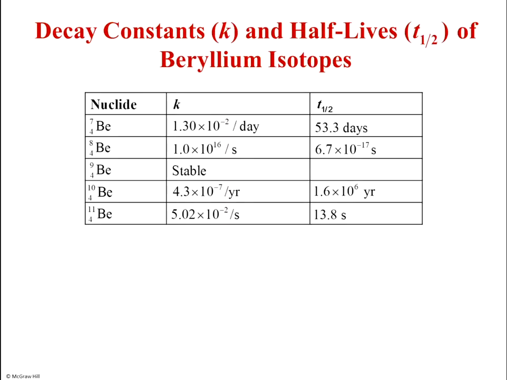Here we can see decay constants for beryllium, and you can see that beryllium has a series of different isotopes. One of them shown in the table is stable, but others have very different half-lives. And you can see the half-lives can vary from very short time scales. Beryllium-8 has a half-life on the order of 10 to the minus 17 seconds, much less than a femtosecond, all the way out to 10 to the 6th years for beryllium-10. So depending on the nucleus or the nuclide, you can have a very different half-life with a correspondingly very different rate constant for decay.